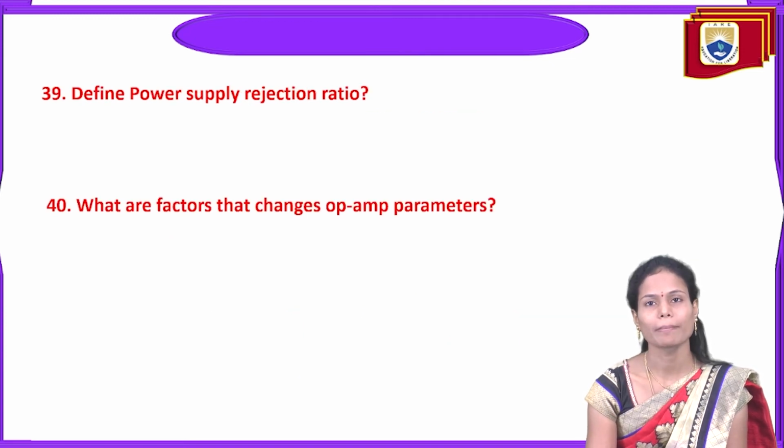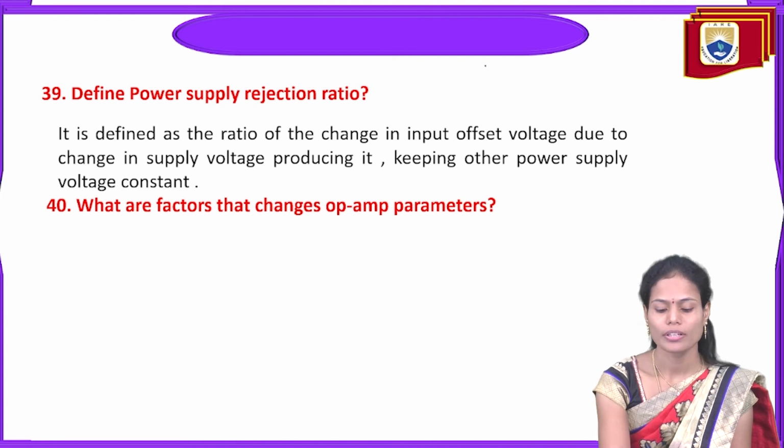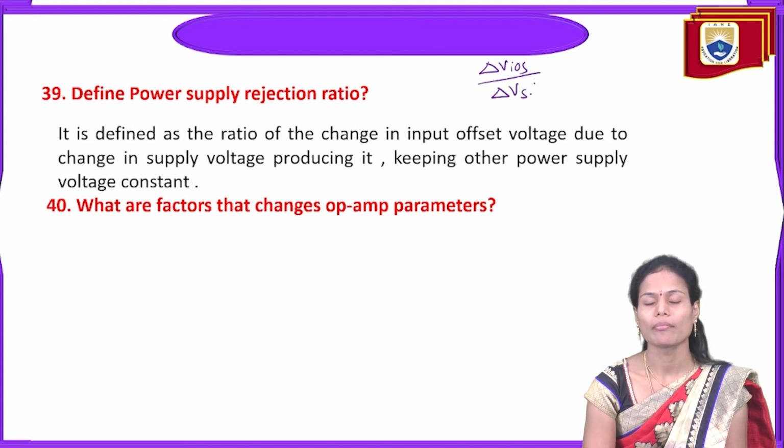And next, define power supply rejection ratio. It is defined as the ratio of change in input offset voltage to the change in supply voltage, keeping the other supply voltage constant. That indicates the supply rejection ratio.